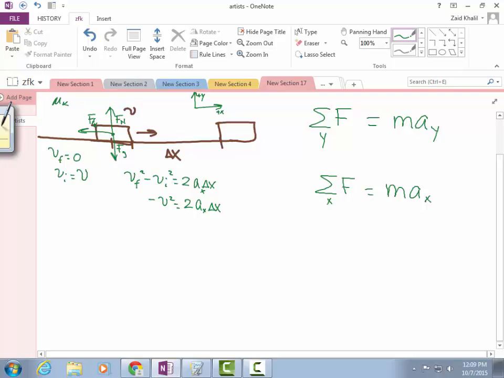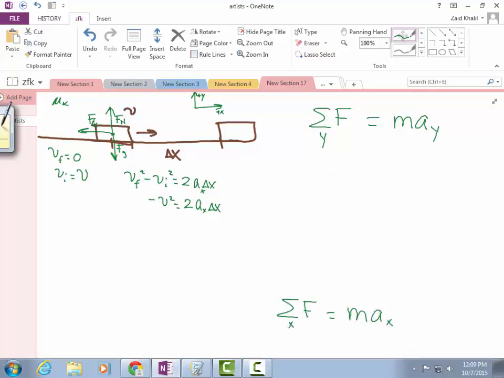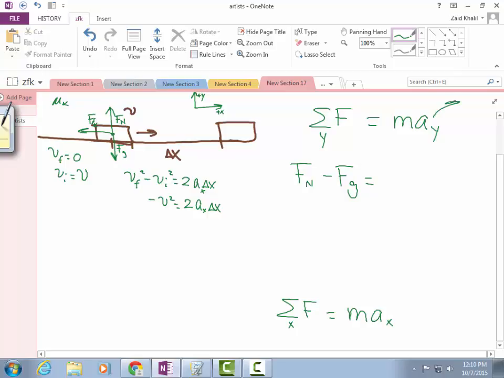Which one do you want to do first? Let's do the y direction. What are the forces in the y direction? So we have Fn minus Fg equals may. But what's ay? 0. This thing's not accelerating vertically. So that tells you that the normal force is equal to Fg, which equals mg.